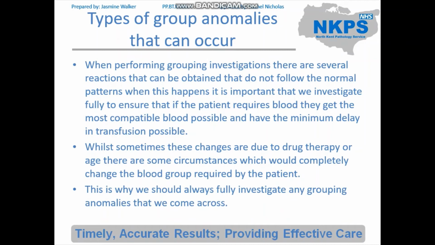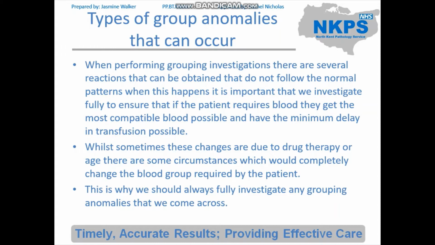So, the types of grouping anomalies that can occur. When performing grouping investigations, there are several reactions that can be obtained that do not follow the normal patterns. So those would be the patterns that were up on screen previously. When this happens, it is really important that we investigate this fully in-house to ensure that if the patient requires blood urgently, we can give it to them. Also, because sometimes the investigation that we do in-house is enough, so it wouldn't actually need sending away to the NHS-BT. So we're saving money for the NHS by not sending it away unless it's needed.